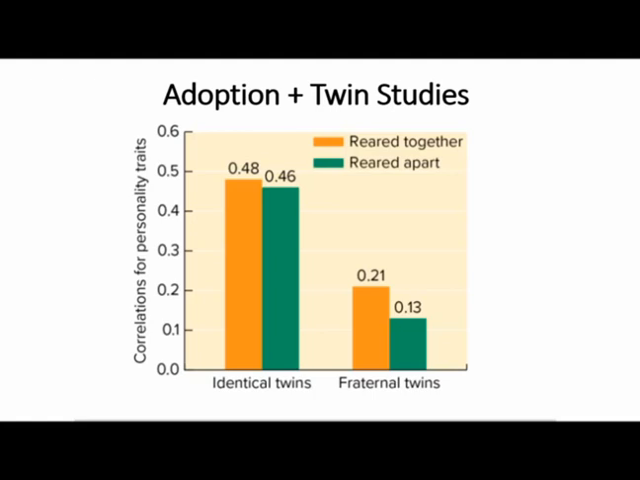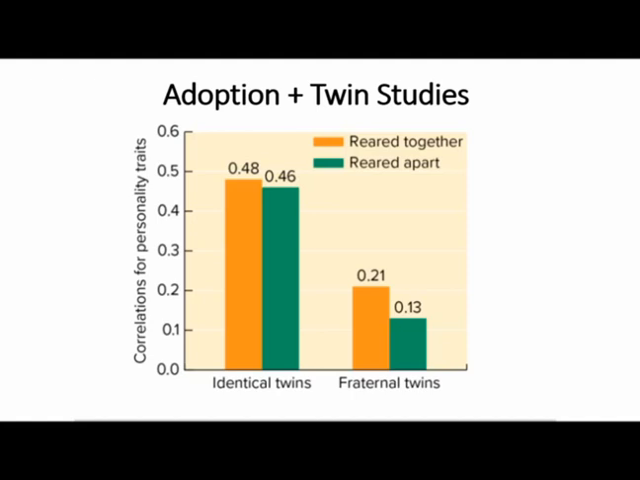So on this graph here, on our y-axis, we have correlation for personality trait. Basically, the higher that number is, the closer it is to 1, the closer we are to a perfect correlation between the two twins. Along the bottom, we're going to break them up into identical twins, or monozygotic twins, and fraternal twins, or dizygotic twins.